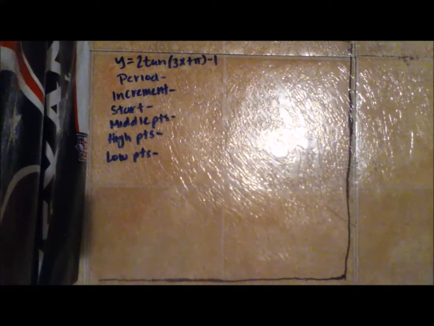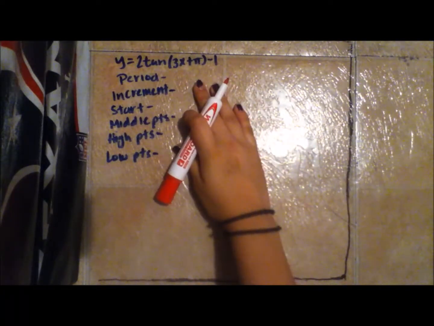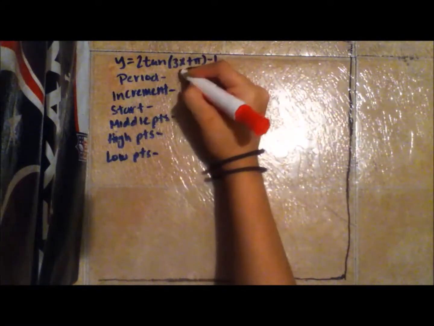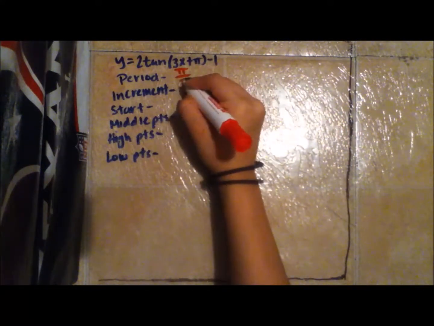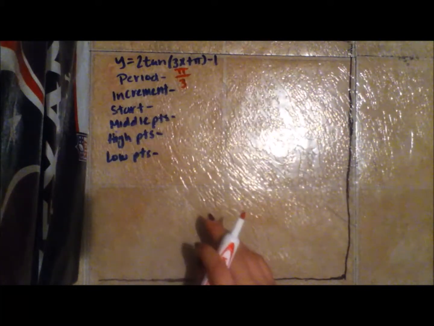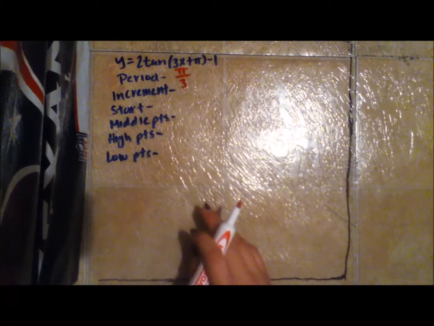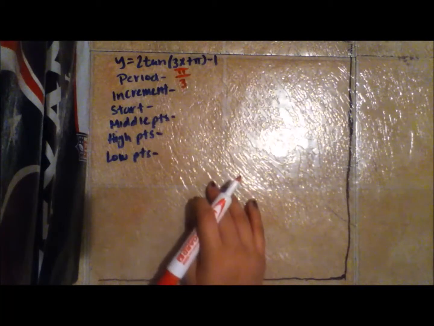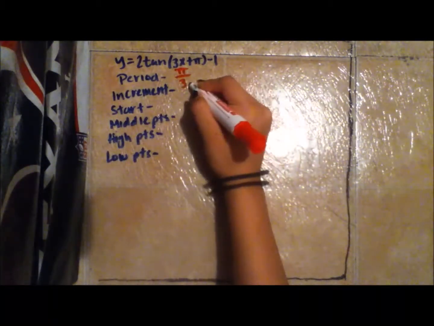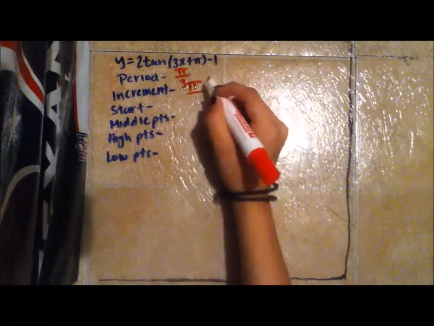Okay, the first thing you're going to do is find the period, which will be pi divided by b, which is pi over 3. And for the increment, you divide the period by 4, which is pi over 12.